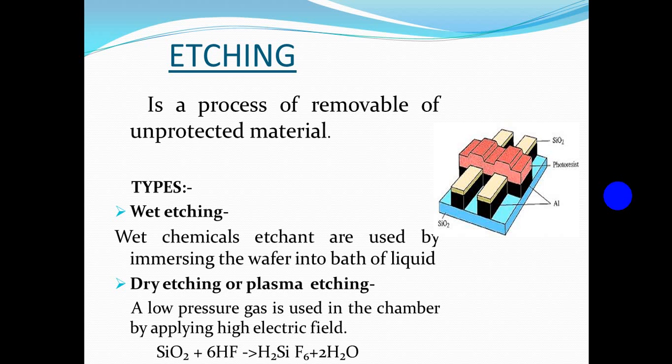And in dry etching, a low pressure gas is used in the chamber by applying a high electric field across the two electrodes. Some of the gas atoms are ionized, producing positive ions and free electrons, and the plasma is created. Energy is supplied by an RF generator at 13.56 megahertz.